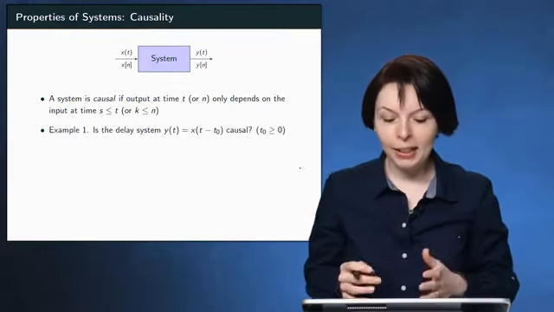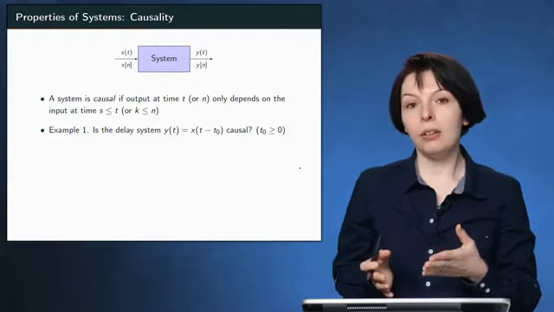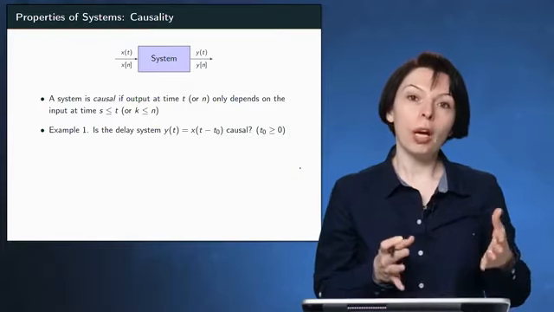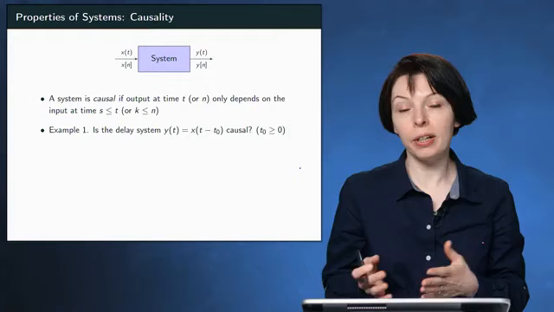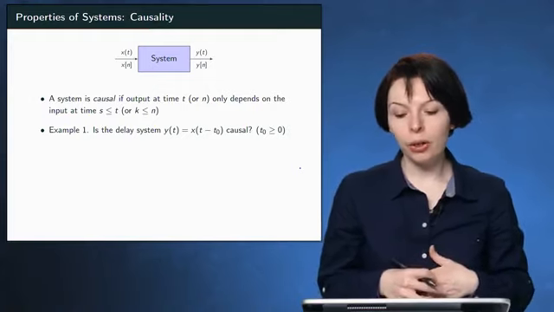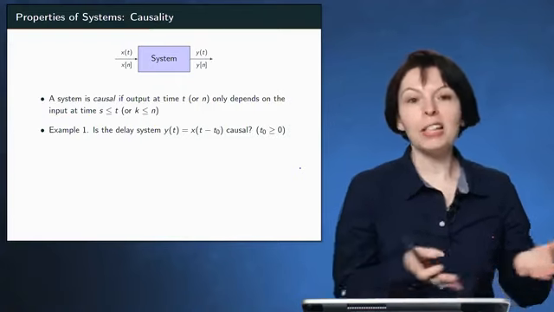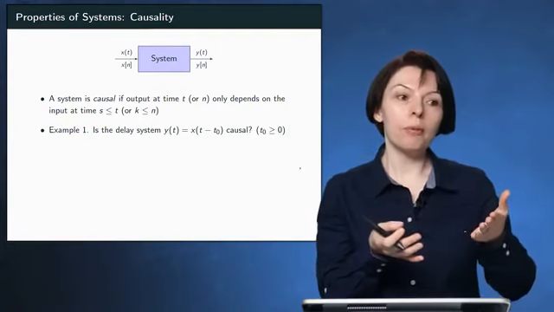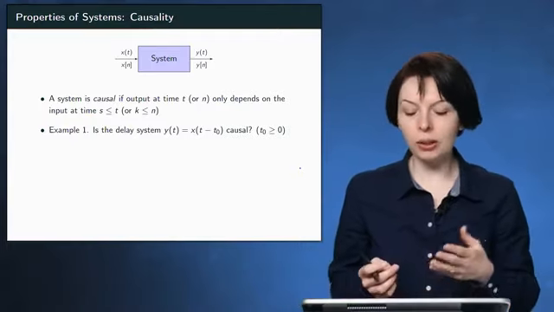Right. The first example is the delay system. The relationship between input and output signals of a delay system is y of t is equal to x of t minus t naught, and t naught is greater than or equal to 0. So we want to know if it is causal or not. The delay system is the delayed version of the input signal. So you only need to know the past samples of your input signal. So it is going to be a causal system.